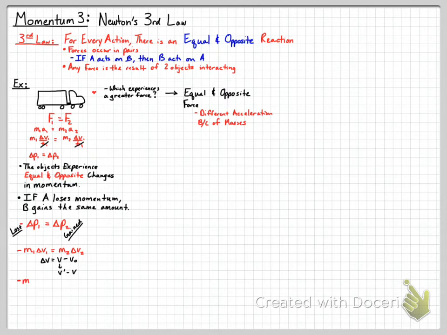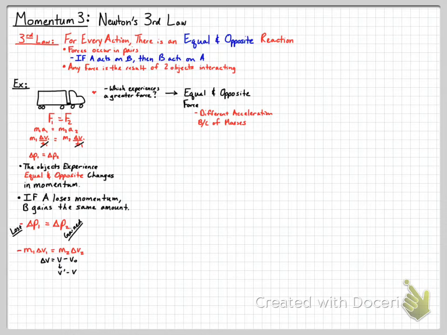Now we know that the change in velocity is final minus initial, but in this case, since we're having a collision, our final will be after the collision and our initial will be before the collision, so we relabel them. Instead of v minus v naught, we're now going to relabel them as v prime for after the collision and v as before the collision.